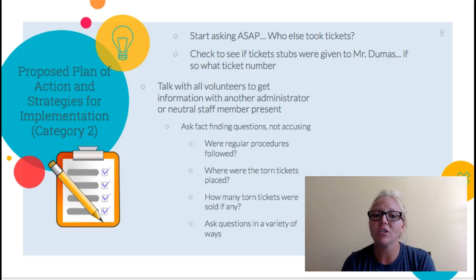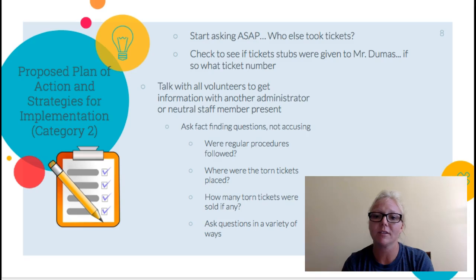Proposed plan of action and strategies for implementation. Definitely start asking questions ASAP. Who else took tickets at the gate that night? Check to see if the ticket stubs were given to Mr. Dumas. If they were, what ticket number did he have?